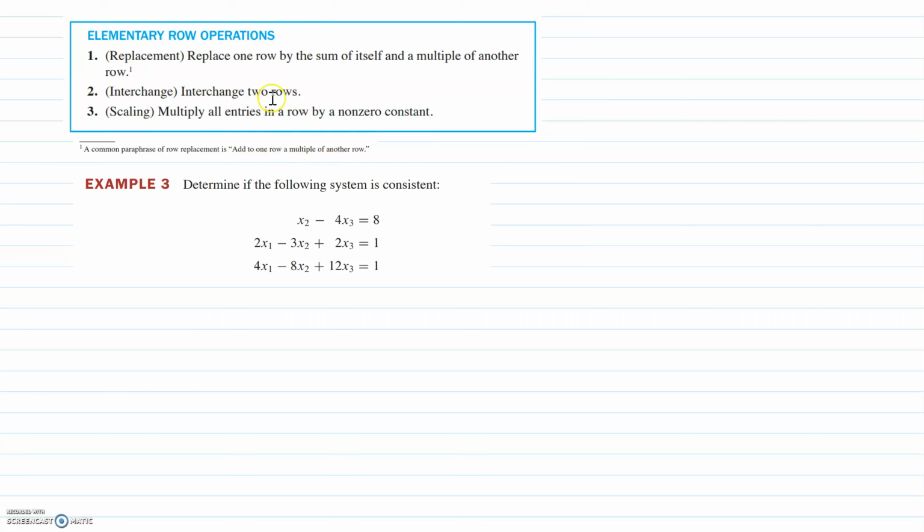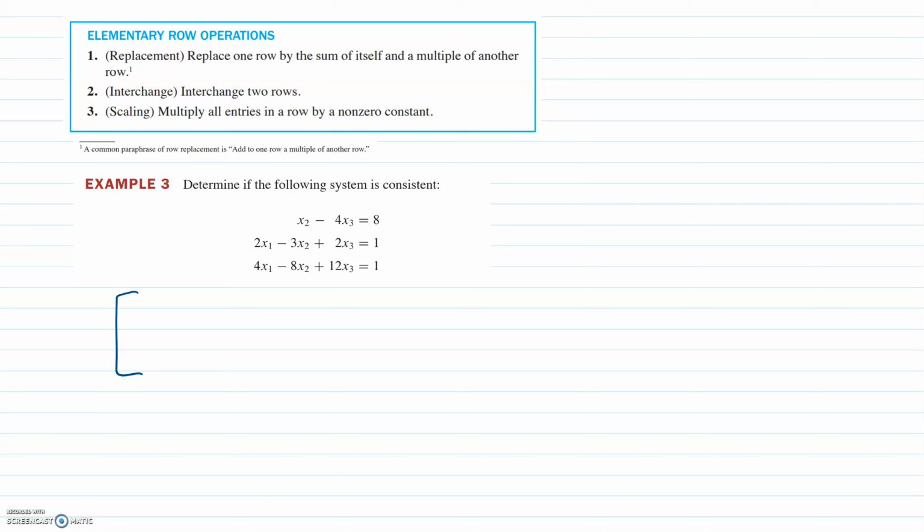We can also interchange 2 rows. We haven't done that yet, but we'll see it here. And you can see if you interchange these 2 rows or any 2 rows, it's not going to change the solution to the system. So that is obvious. And then multiply all entries in a row by a non-zero constant. We saw that up above. If I divide or multiply everything through by the same number on both sides, it shouldn't change the solution as well.